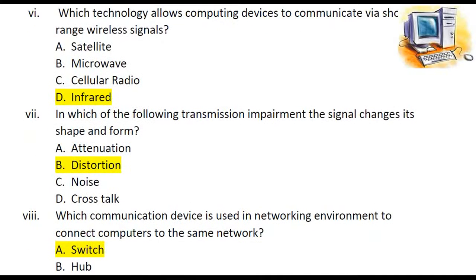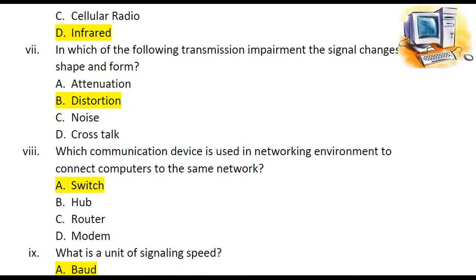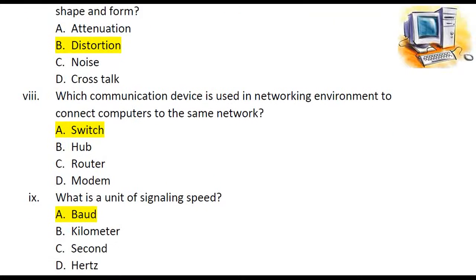Seventh MCQ says: in which of the following transmission impairments does the signal change its shape and form? That is called distortion. When the signal changes its shape and form, this type of impairment is called distortion. Option B is the correct option.